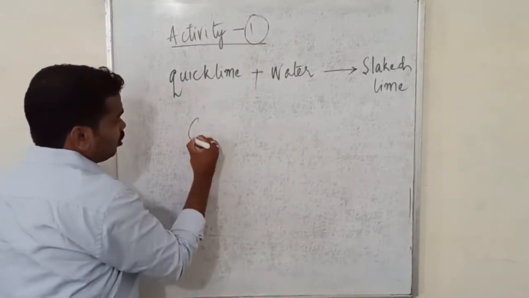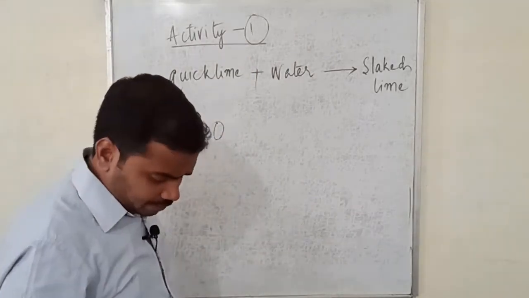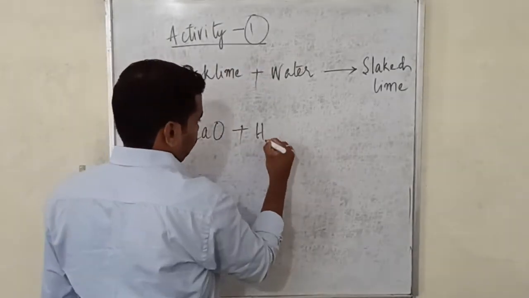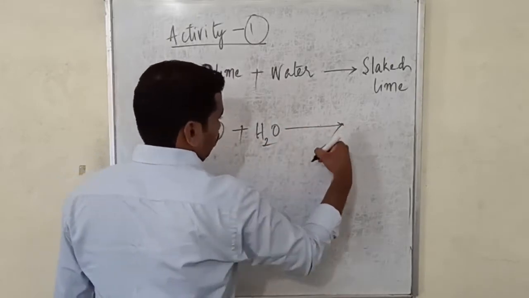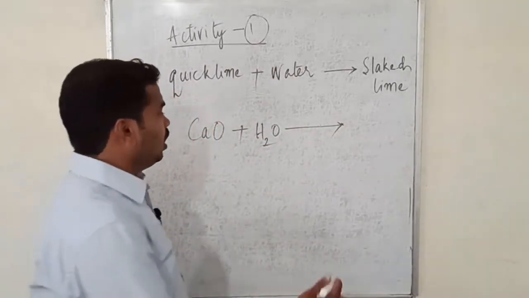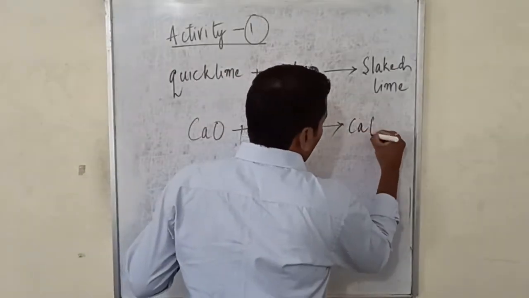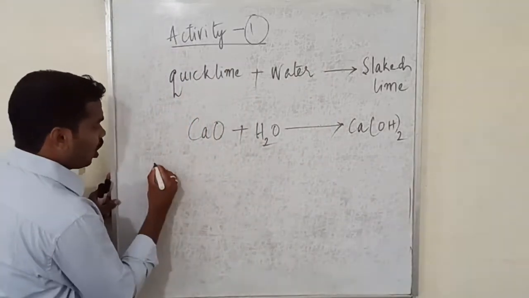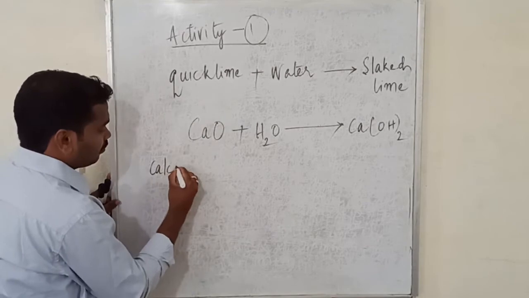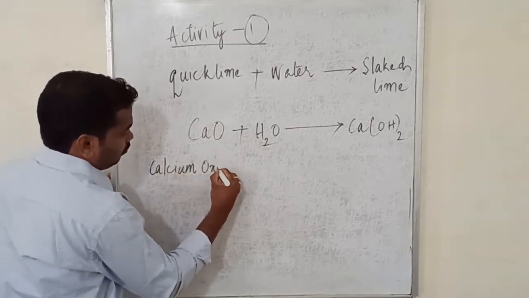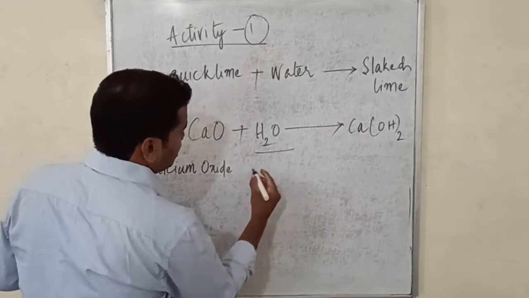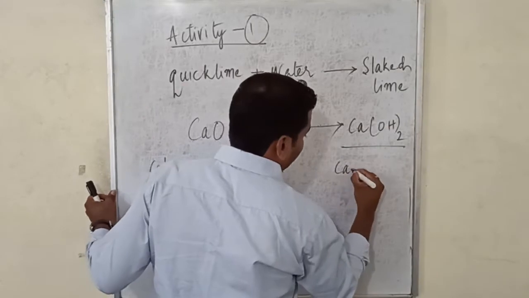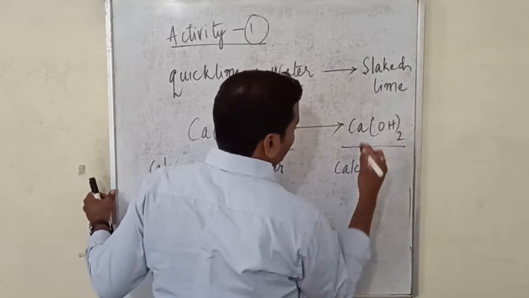Quicklime. What exactly do you mean by quicklime? Calcium oxide. When calcium oxide reacts with water, it gives out calcium hydroxide. This is calcium oxide, which is also called quicklime. At the same time, this is water, and this is calcium hydroxide. Otherwise, this is called slaked lime.